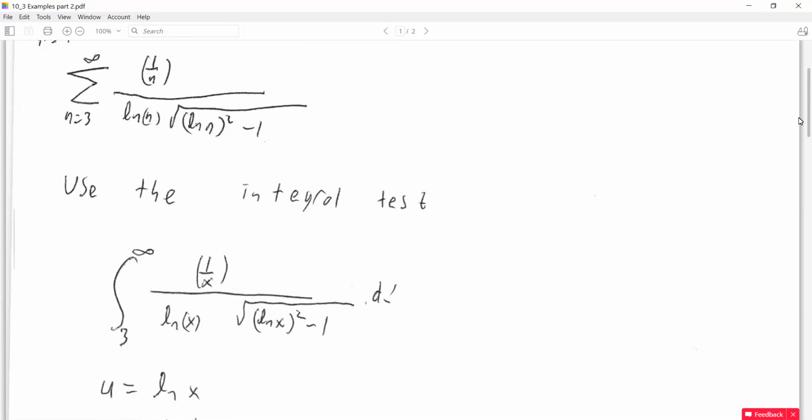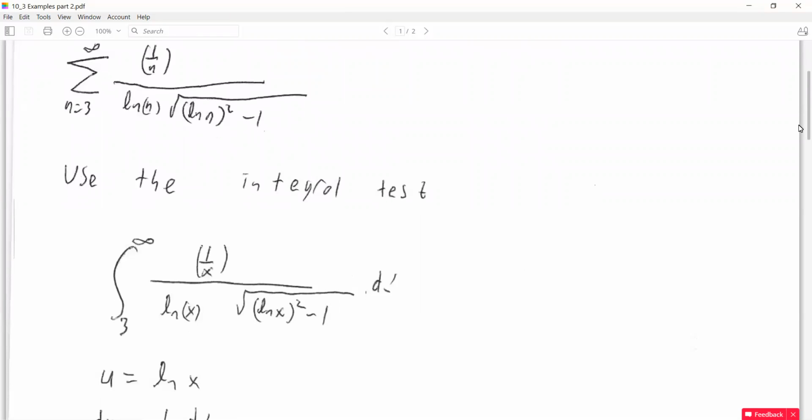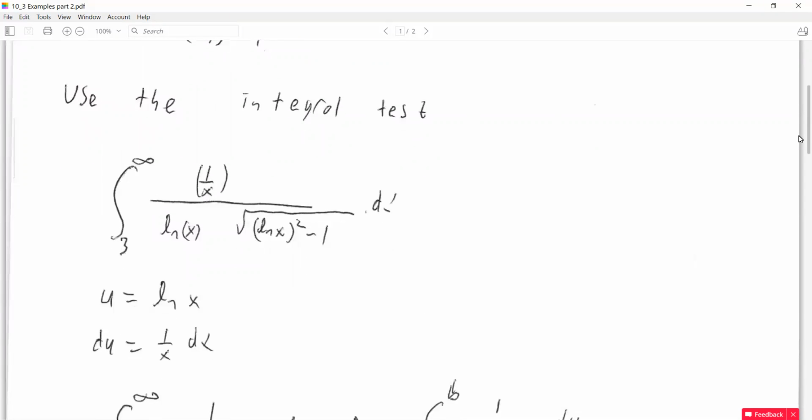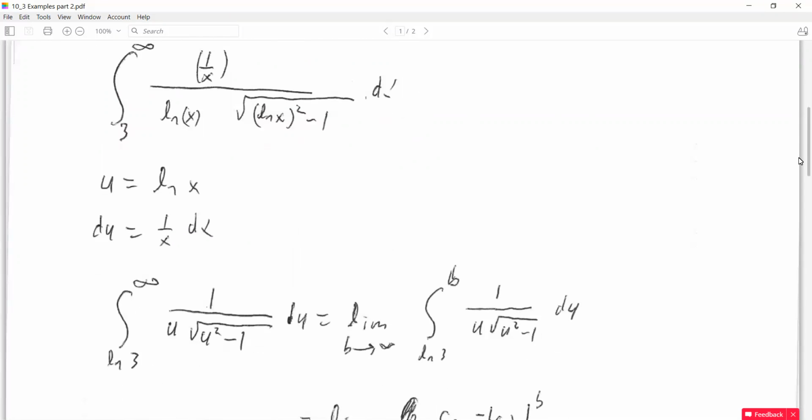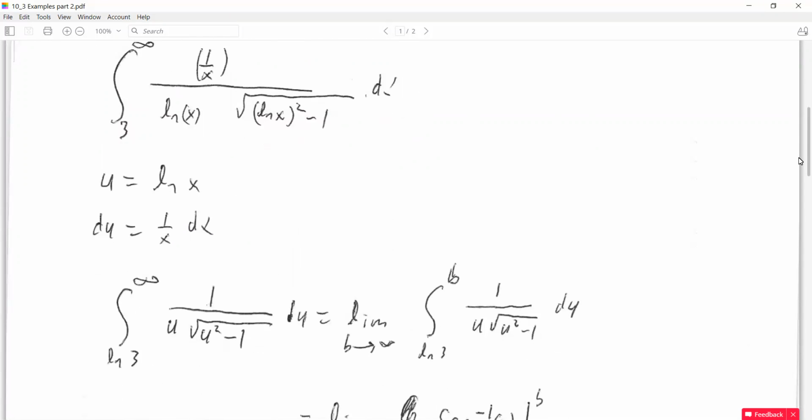Okay, again, we take a u substitution. u is log of x, du is 1 over x dx, and we get this integral, changing the boundaries, log of 3 instead of 3, and notice as x goes to infinity, so does u. So we still end up with an integral with an infinite boundary. And so we get this weird 1 over u times root u squared minus 1. And this is where we have to challenge our memory.